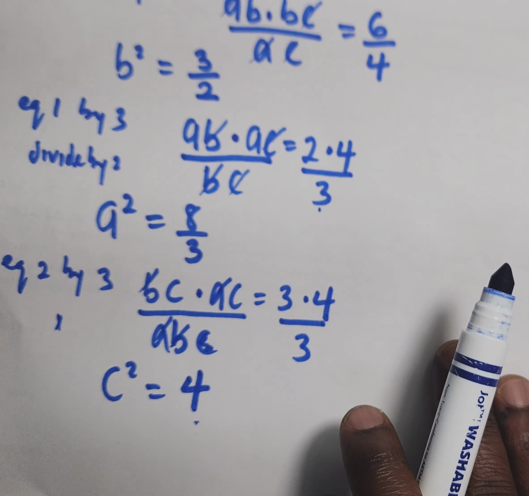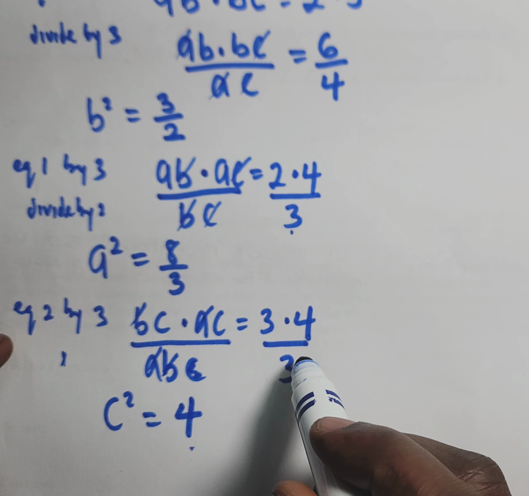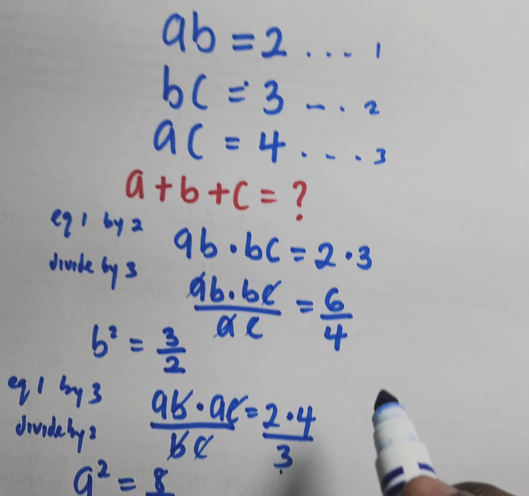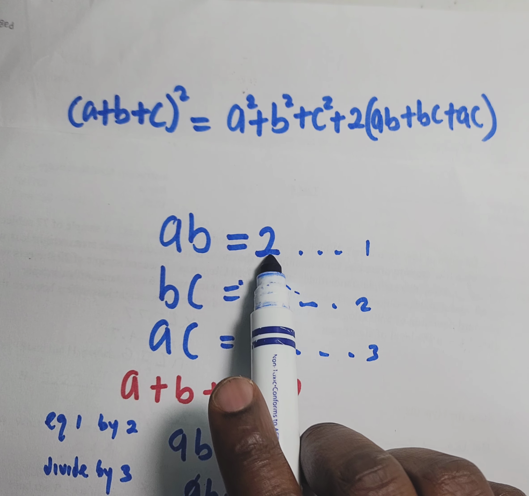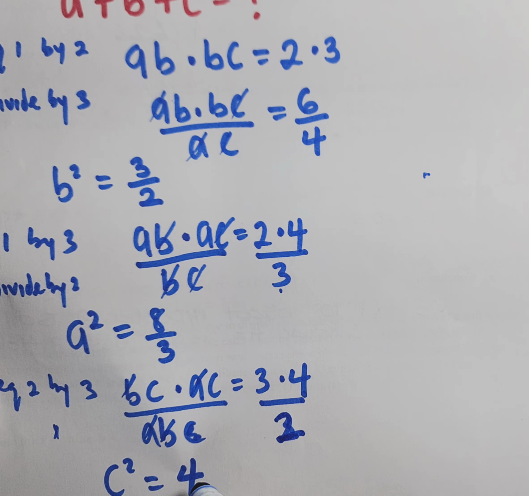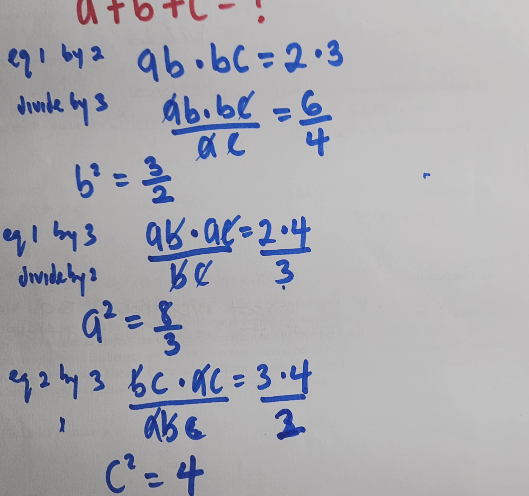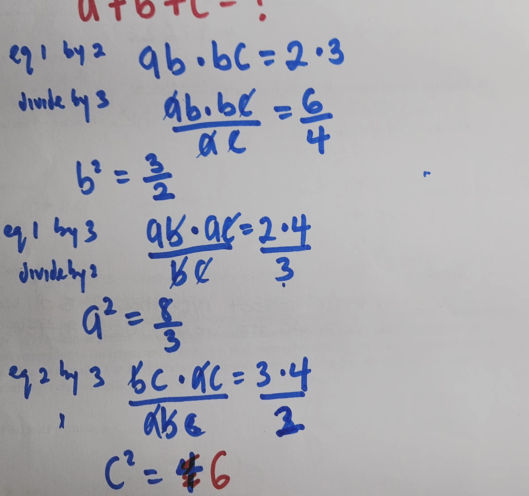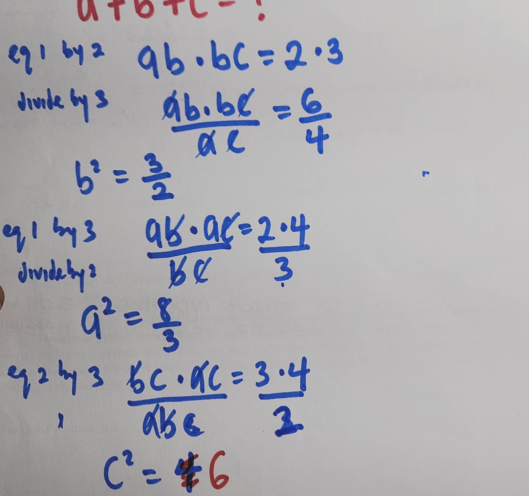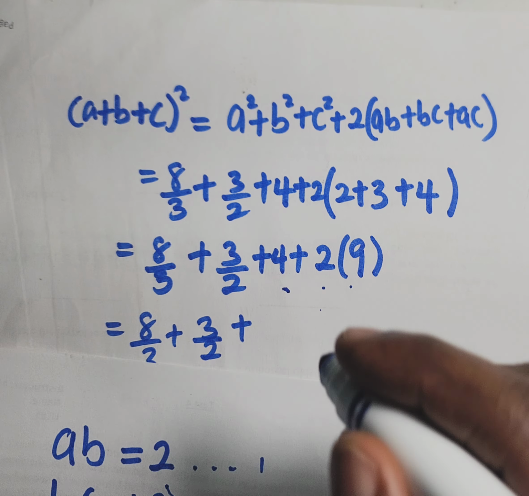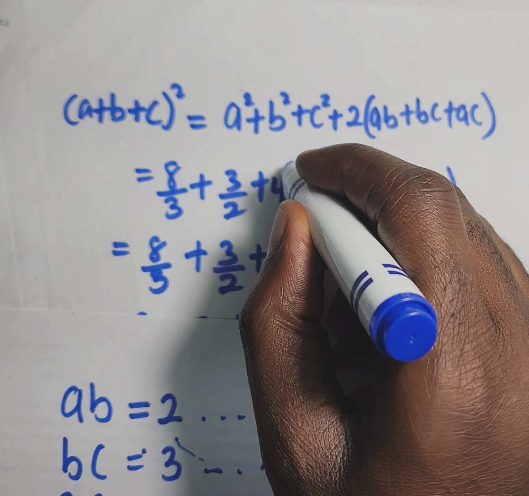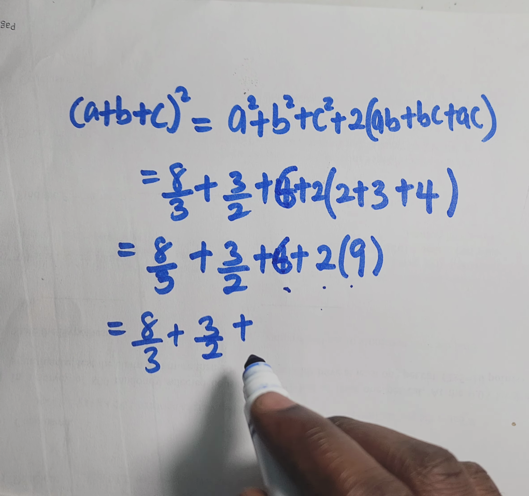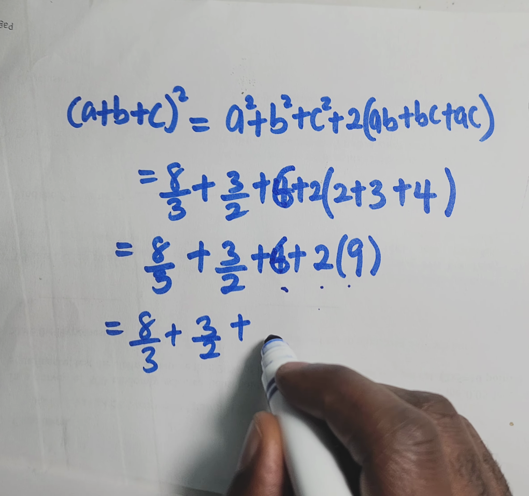Coming back to this, this should be over 2 because equation 1 is 2. So this should be over 2. So instead, we have c squared to be 6. That's a little correction. So instead here, we have 6. So if you add this up, here we're going to have 24.